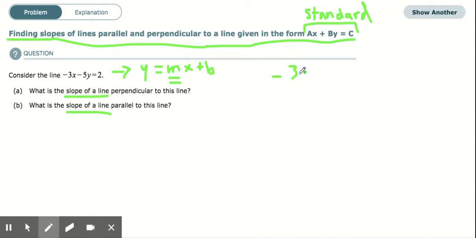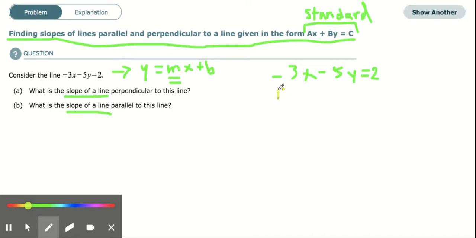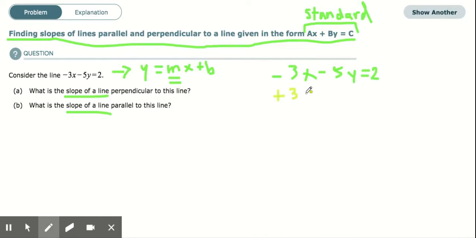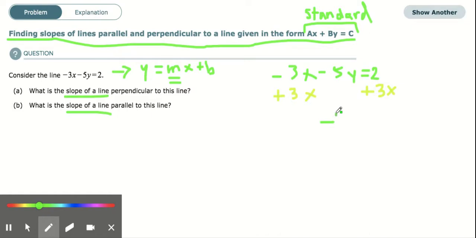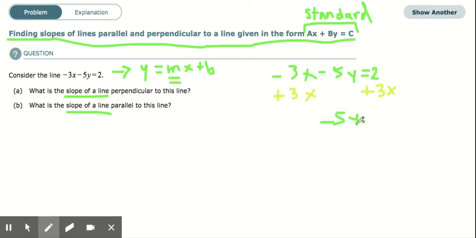So negative 3x minus 5y equals 2. In order to get y by itself, first we have to move the x value to the other side. So let's do the opposite of negative 3x, which is positive 3x. Now I'm going to add it, and I'm going to write it before the positive 2 because I ultimately want it to be in this form, right? mx plus b. So that would be equal to negative 5y equals 3x, or positive 3x, plus 2.